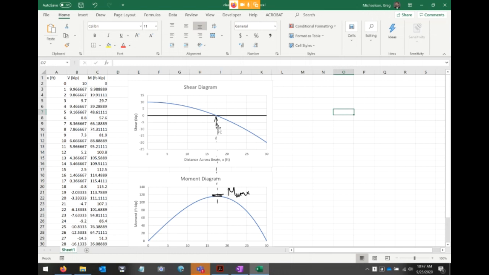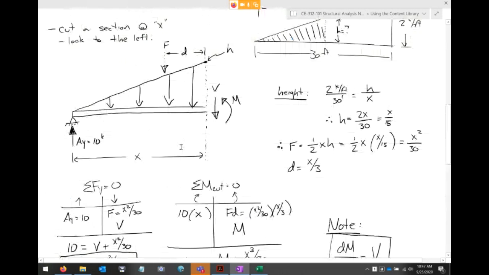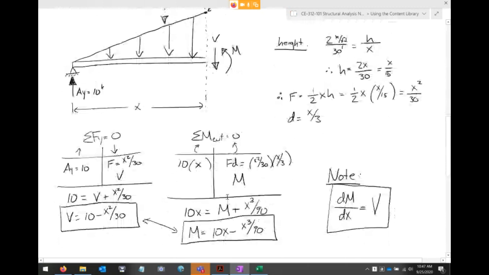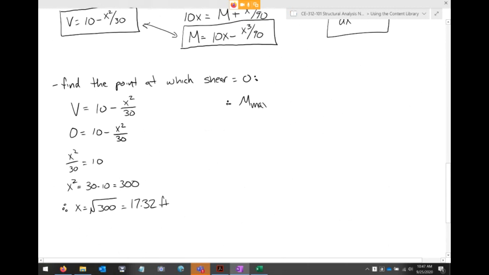Now, if I want to determine, go back to our moment diagram. I want to determine this maximum moment. Remember, I need to determine this maximum moment. Well, we already have a function for M. We know what this equation looks like. It's 10x minus x cubed over 90. So I propose then that M max is just M at x equals 17.32 feet.